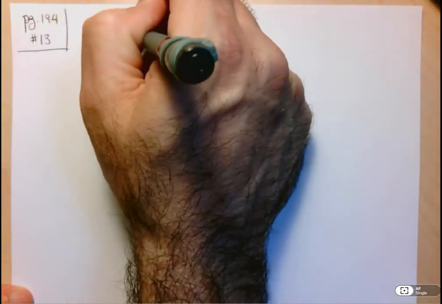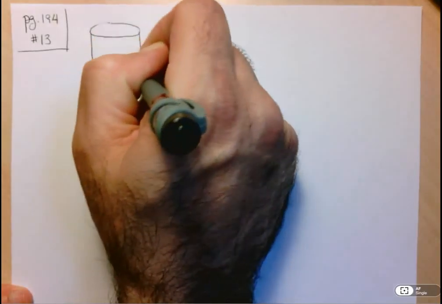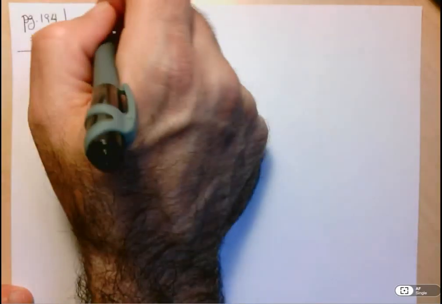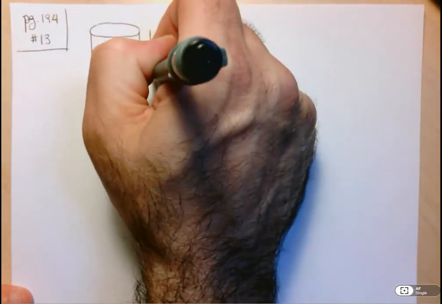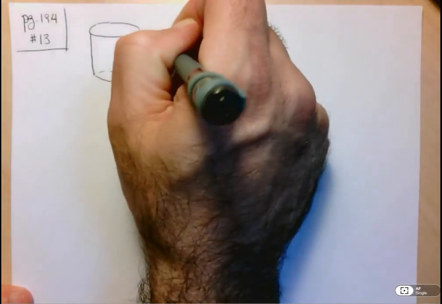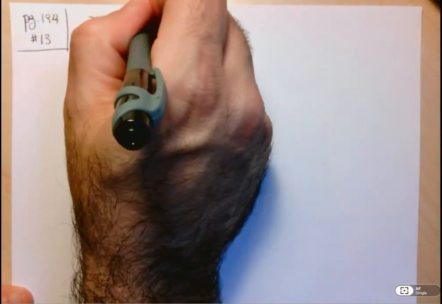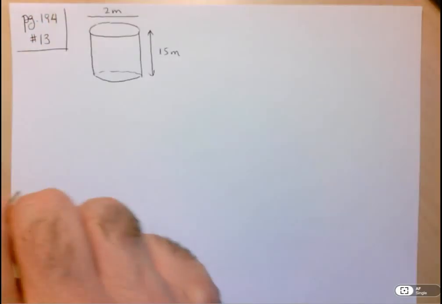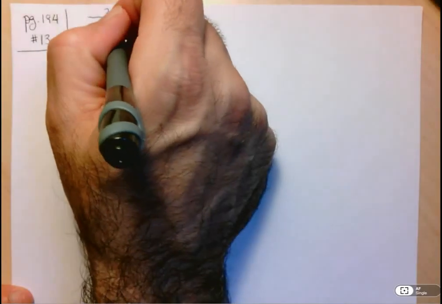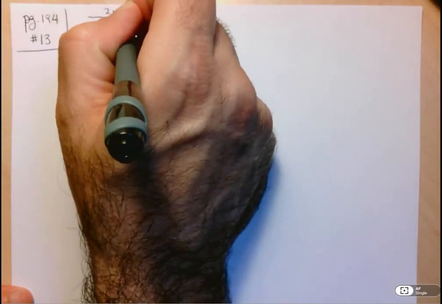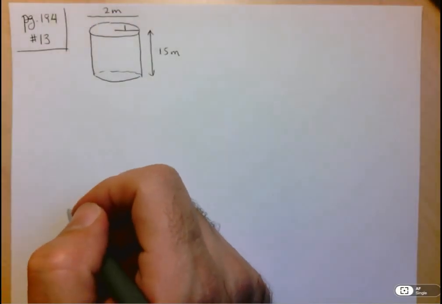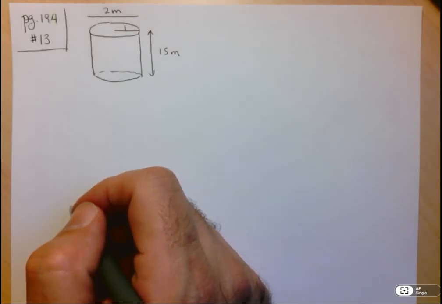So I've got a cylindrical tank, and we know that the height is 15 meters and the diameter is 2 meters. Now right away I'm going to put in that my radius is 1 meter, since I'll likely be working with the radius instead of the diameter. And we're being told that it's being filled at a rate of 500 liters per minute.